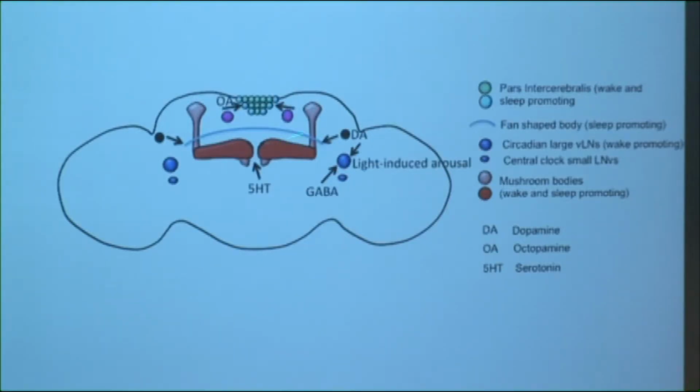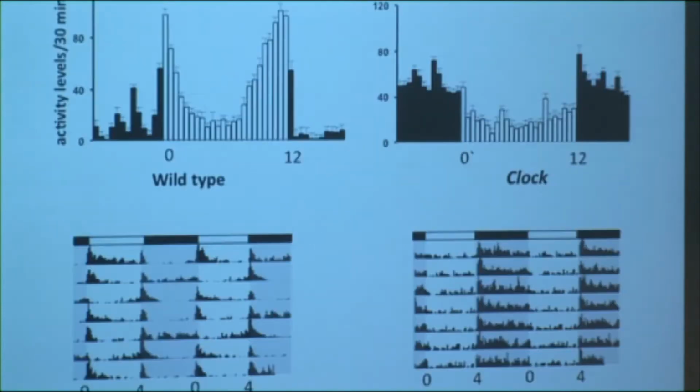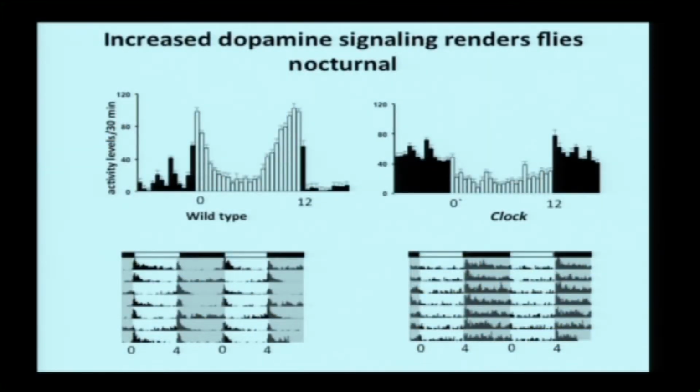Now, dopamine has actually really interesting effects because in addition to its wake-promoting effect that goes through the fan-shaped body, it reverses the phase of activity. So flies are normally diurnal. And so shown here is a histogram depicting activity and rest in a population of flies. And you see that most of it is during the day. There is a dip in the afternoon, an afternoon siesta. They anticipate lights off, lights on, but most of the activity is during the day.